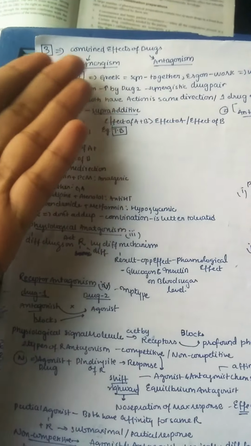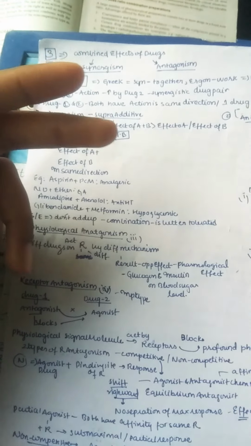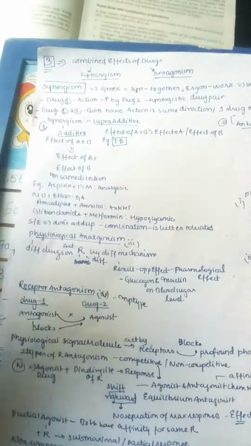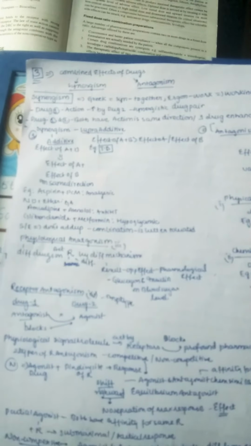As the name says, combined means whenever you give a patient two drugs at a time, what happens in that case? That is what we are going to study in this third part. The combined effects of drugs are divided into synergism and antagonism. Let us understand what these are.